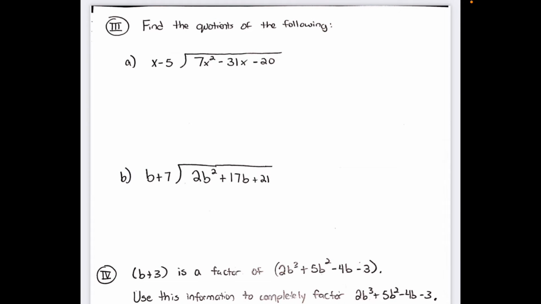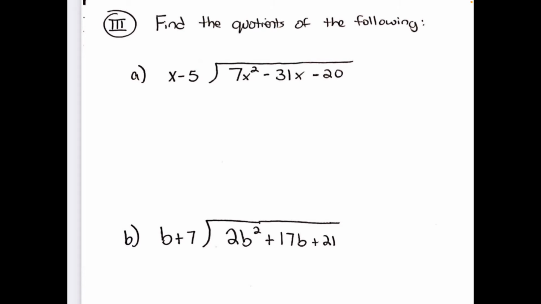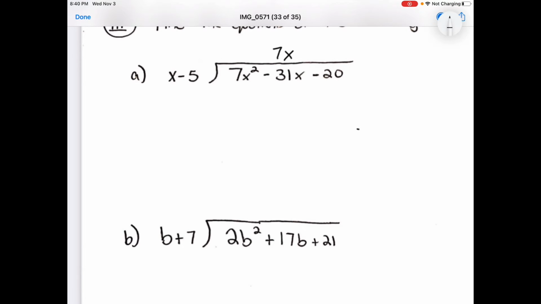All right, the third part, we're finding the quotients. We're doing long division. And so let's divide x minus 5 into 7x squared minus 31x minus 20. And so I want to say x goes into 7x squared how many times? And it goes 7x times. Now I'll multiply 7x times both: 7x times x and 7x times negative 5. Gives me 7x squared, and 7x times negative 5 is negative 35x.